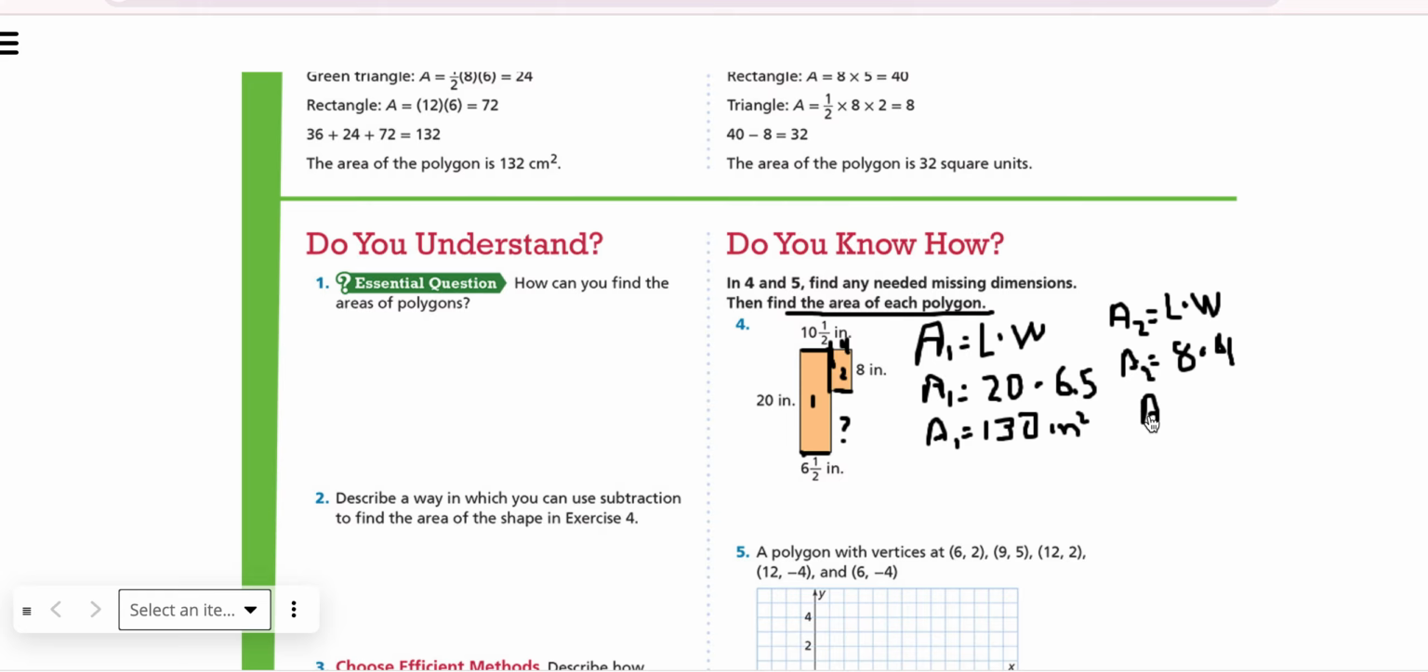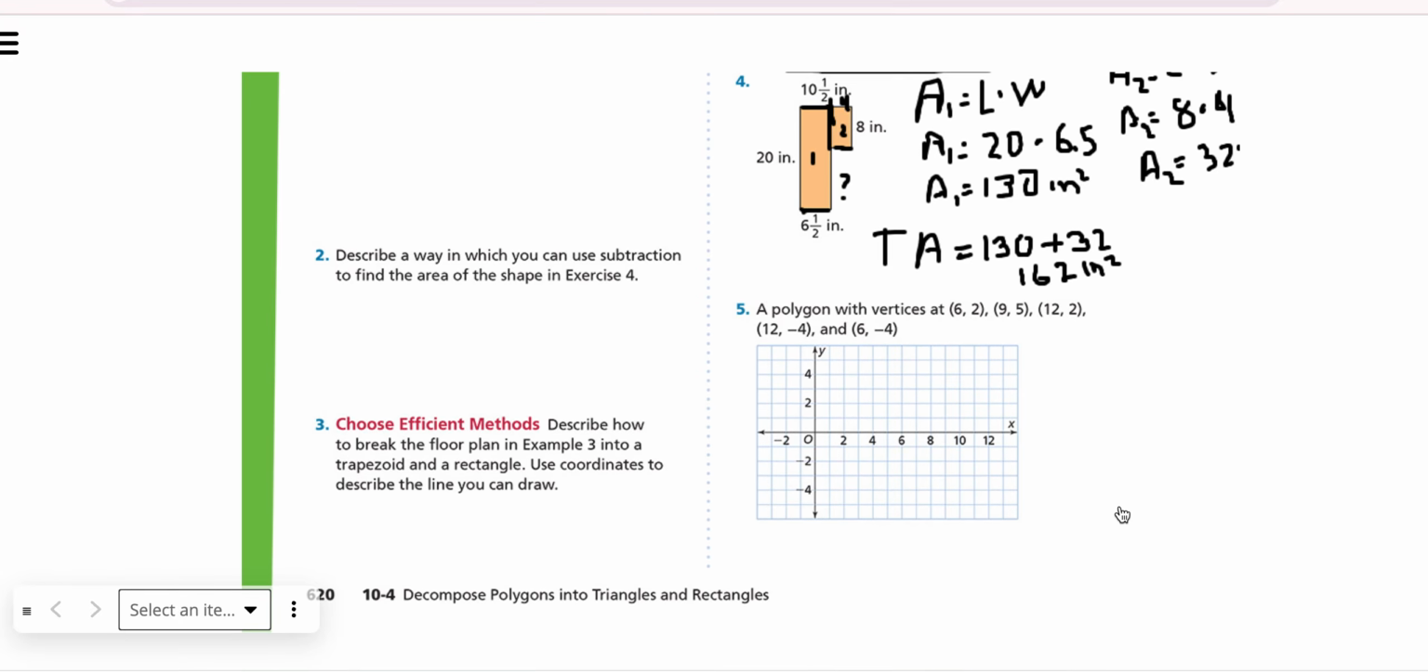And now the area number 2 is going to be 8 times 4, and 8 times 4 is 32 inches square. So now the total area, okay, so I'm going to put T for total, A for area, is going to be equal to 130 plus, because I want everything together, 32, and that will give you 162 inches square.